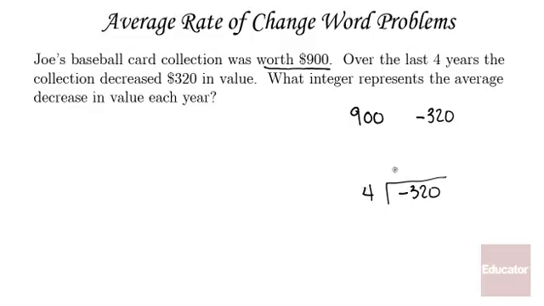A negative divided by a positive is going to be a negative. And 4 doesn't go into 3, but it'll go into 32, 8 times exactly. And we're left with 0. Remember that it's not $8, but rather it's been going down $80. So each year, the decrease in value has been $80.